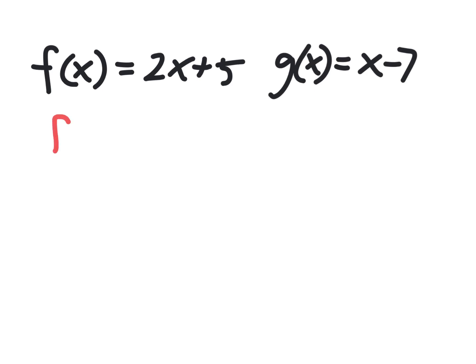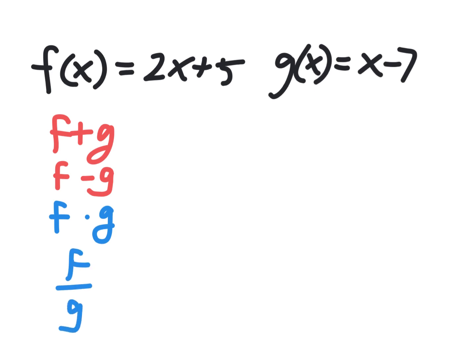So I'd like you to try f plus g of x. F minus g, I'll warn you, that's one where people get wrong a lot because they screw up the parentheses. F times g and f divided by g. Everybody take a second and do all of those things: f plus g, f minus g, f times g, and f divided by g. I'll pause for a second while you try that.